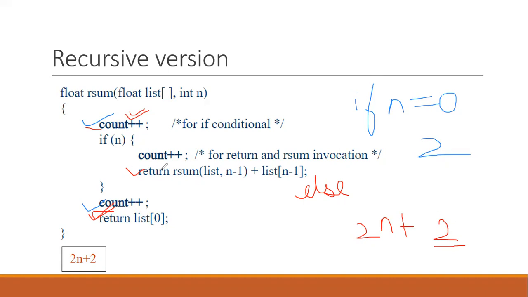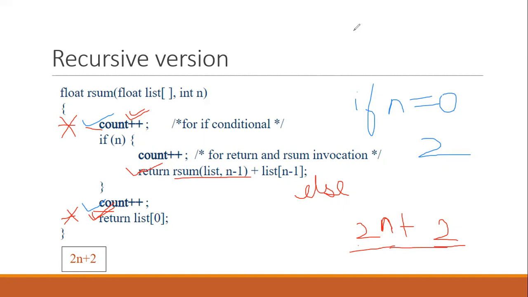Inside the if condition, this return statement will have n recursive function calls, so that is n. For each of the recursive function calls, these two statements are to be executed, so that will be 2n. So the total step count for the recursive function is 2n plus 2.